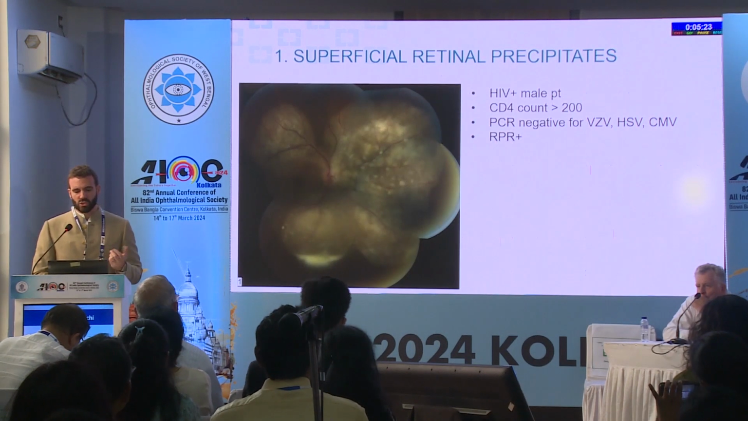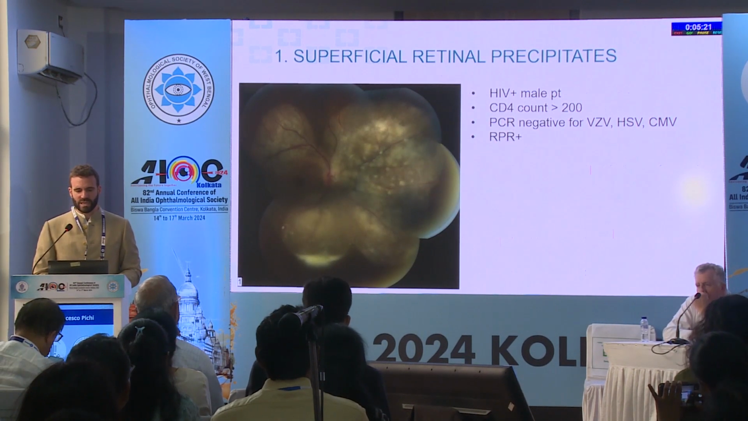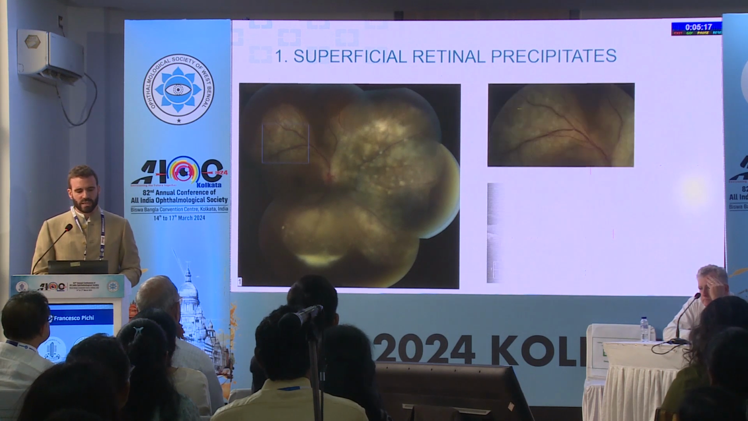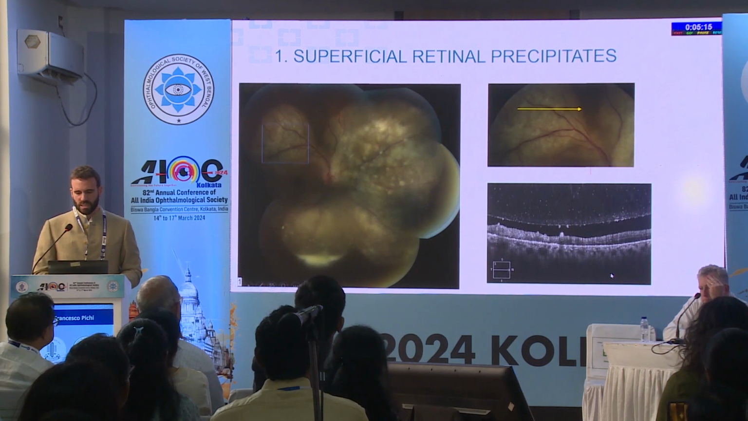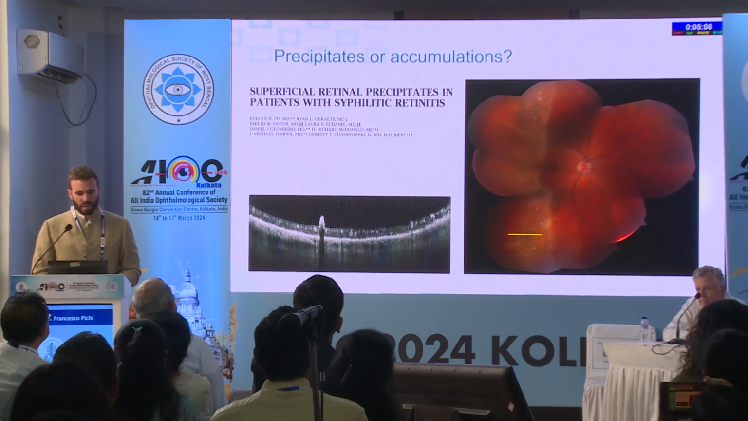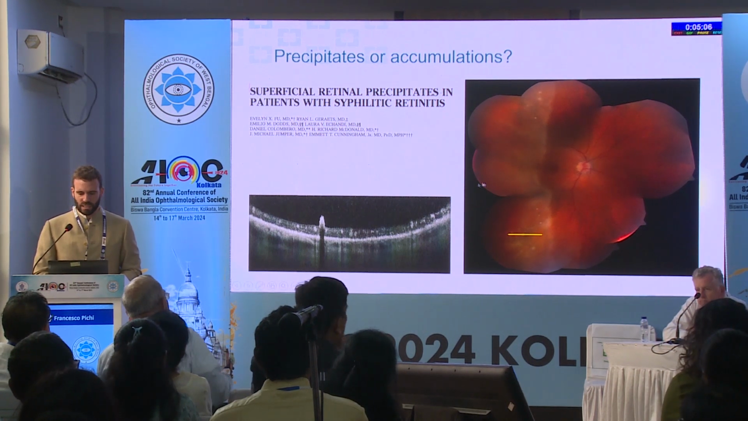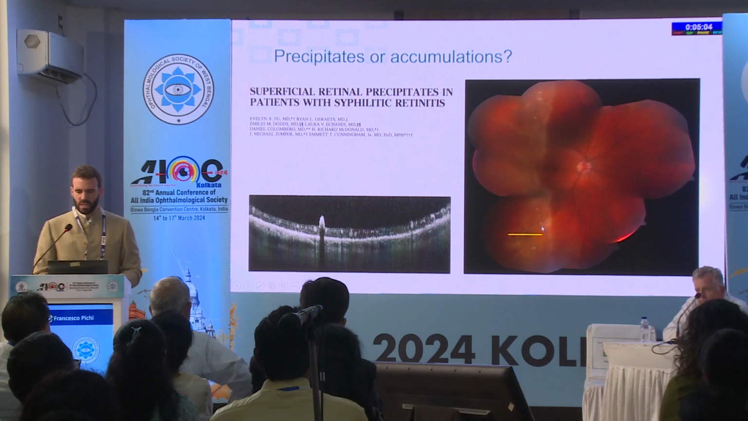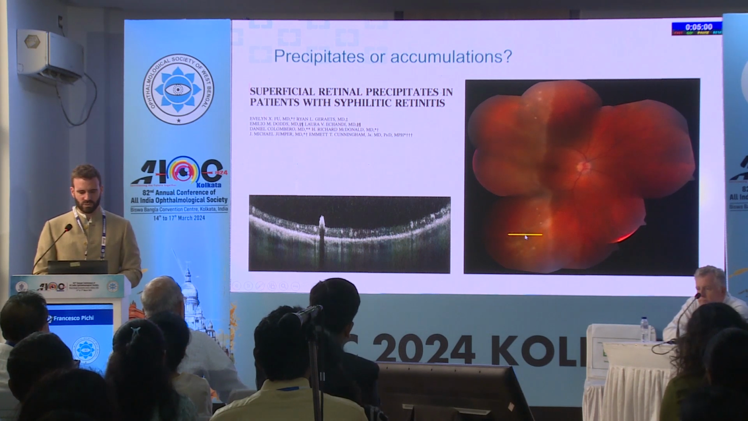The first one is the superficial retinal precipitates. This is an HIV positive male and RPR positive. You can see here all these deposits on top of the retina and the posterior hyaloid. These are quite typical. They were described by Emmett in the beginning. You can see them very often in the areas of ground glass appearance of syphilis retinitis.